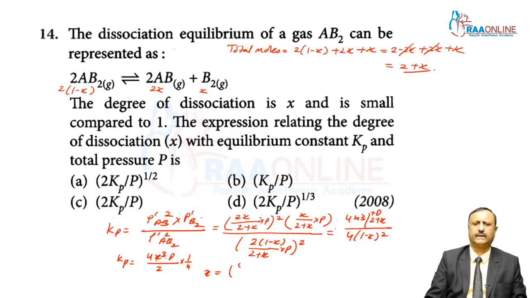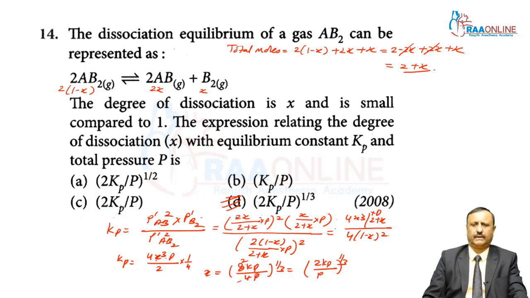x is equal to (8 Kp upon 4P) to the power 1 by 3, or you can say this is (2 Kp upon P) to the power 1 by 3. So, this 4 is divided by 2, giving (2 Kp upon P) to the power 1 by 3. So, my dear students, question number 14, the answer is D, (2 Kp upon P) to the power 1 by 3. My dear students, you can get this type of questions, and this question was asked in the 2008 NEET exam, and in this question you get (2 Kp upon P) to the power 1 by 3. This is the answer of this question.